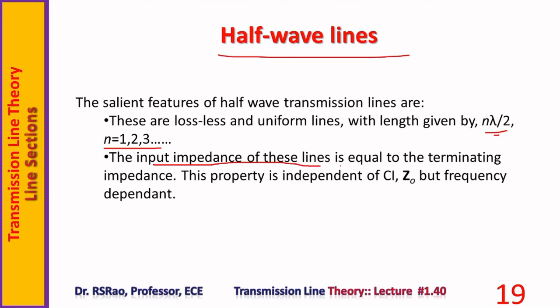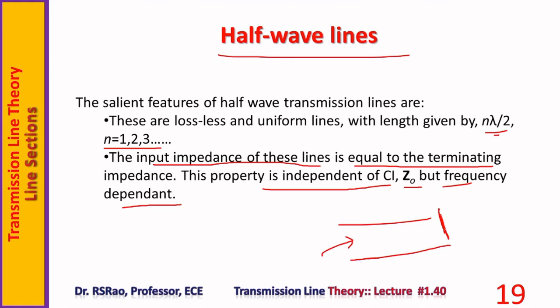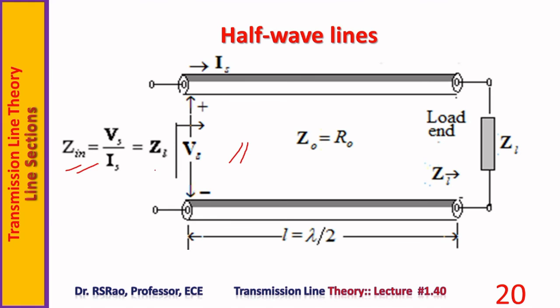Input impedance of these lines is equal to the terminating impedance. This property is independent of characteristic impedance Z0 but frequency dependent. So what he is trying to tell is in case of a half wave line, the input impedance is the same as the terminating impedance. This is an important property. Here it is shown, input impedance is ZL.